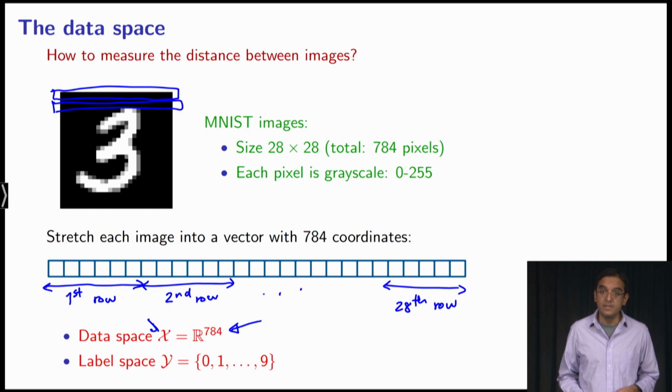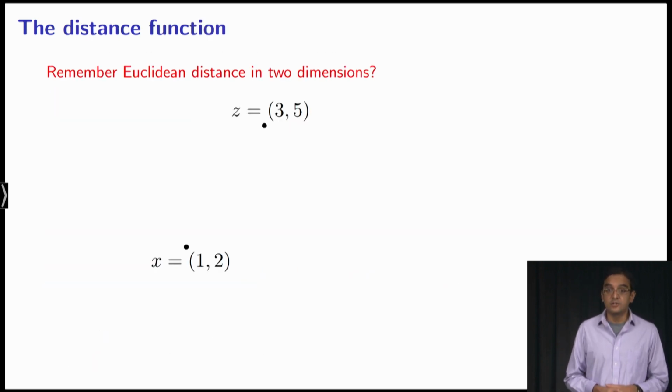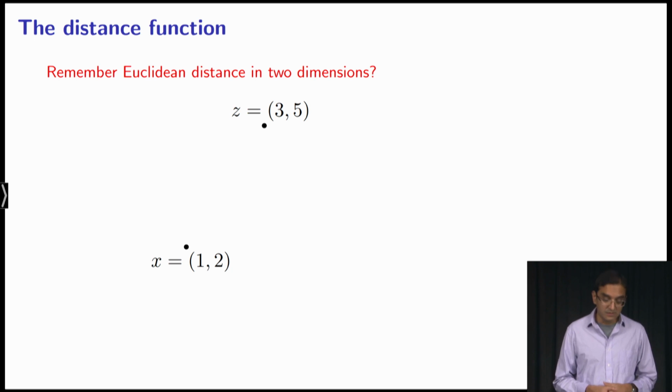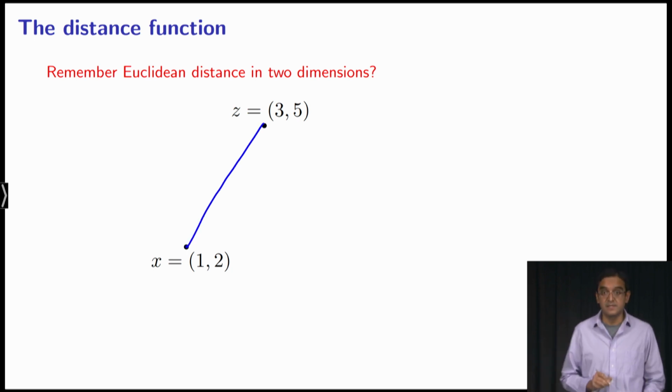How are we going to compute the distance between two of these 784-dimensional vectors? Well, the most common distance function is Euclidean distance. Let's start by reviewing what this is in 2 dimensions. Here are 2 points in 2-dimensional space, x and z. The Euclidean distance between them is simply the length of the line connecting them.